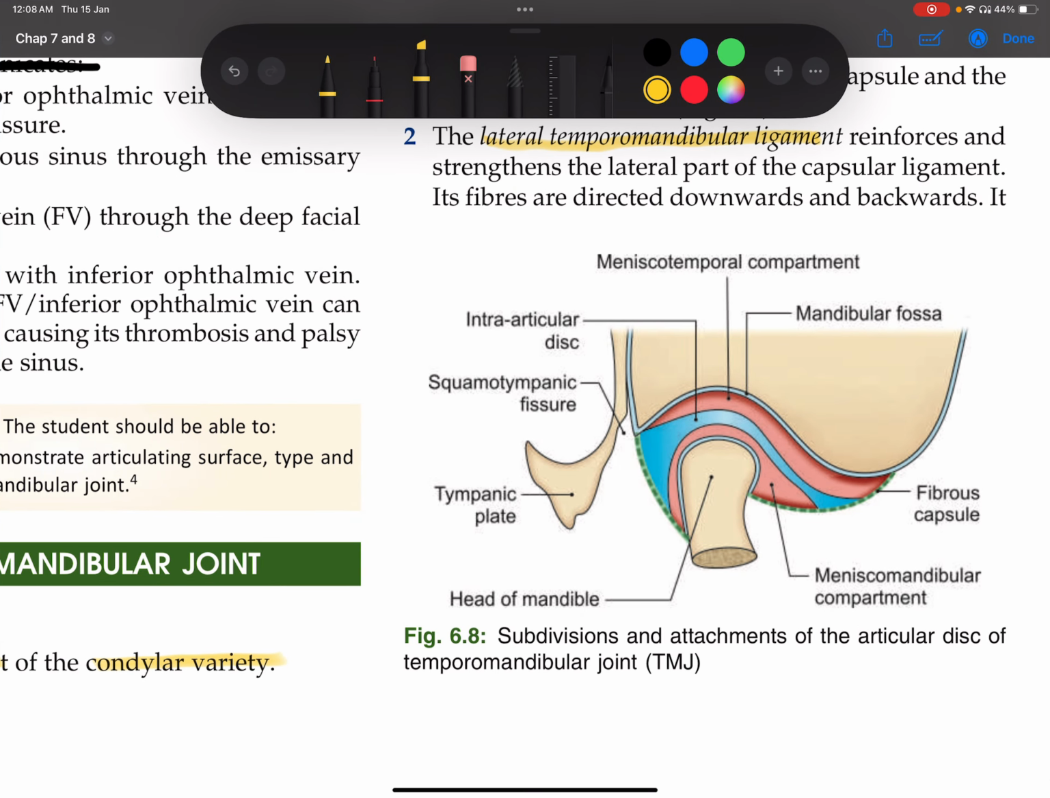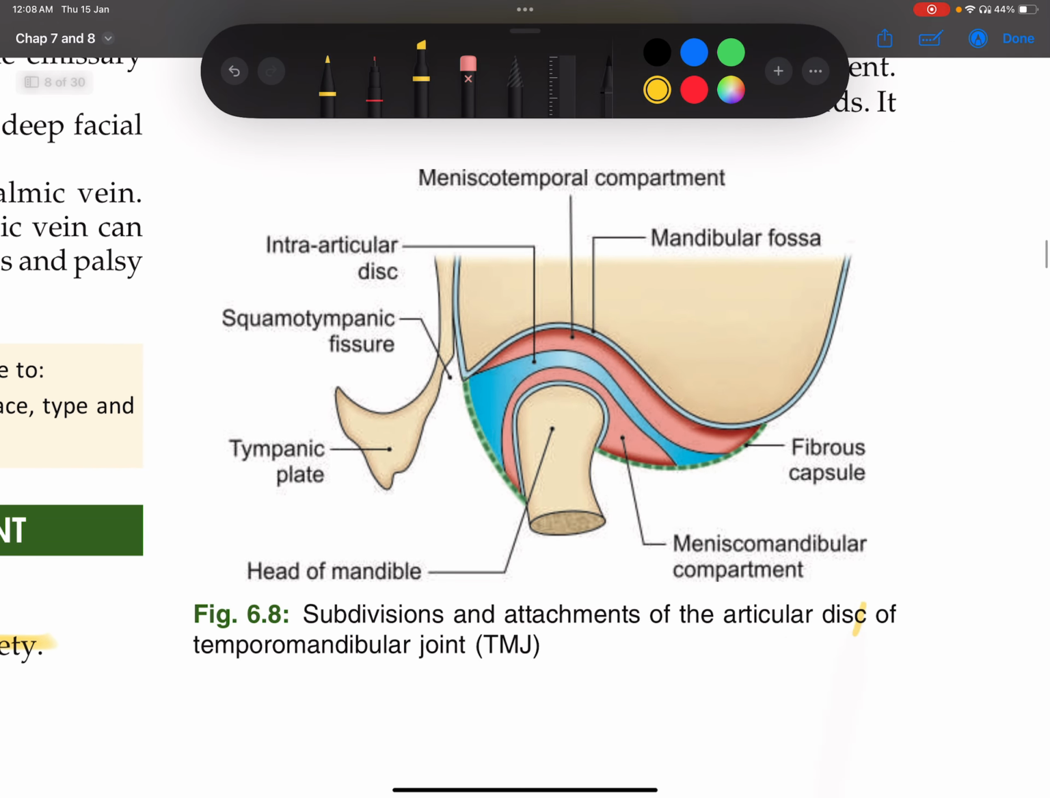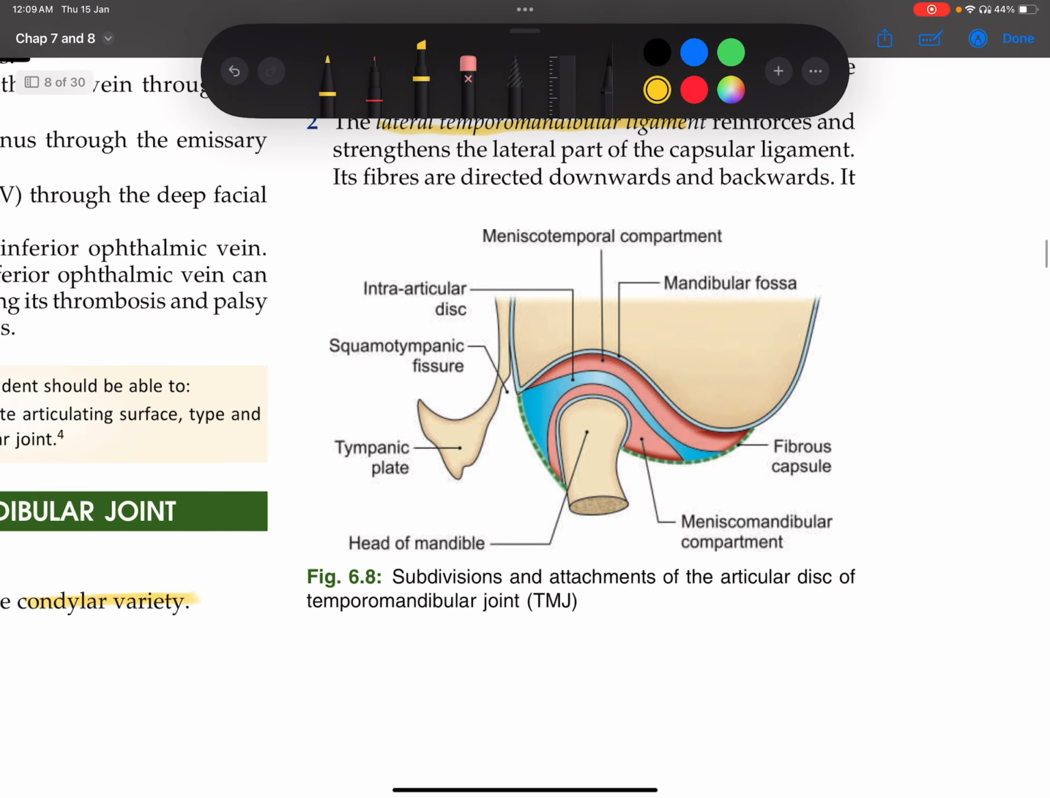So we do not want that, right? And then moving forward, you can also see this subdivision, attachments of the articular disc of the temporomandibular joint. You can see how this is the articular disc in the middle, the intra-articular disc, right?